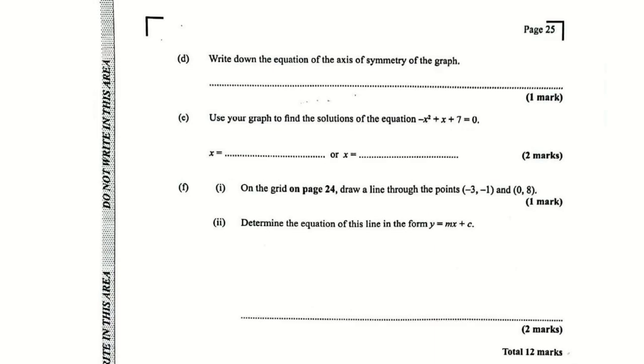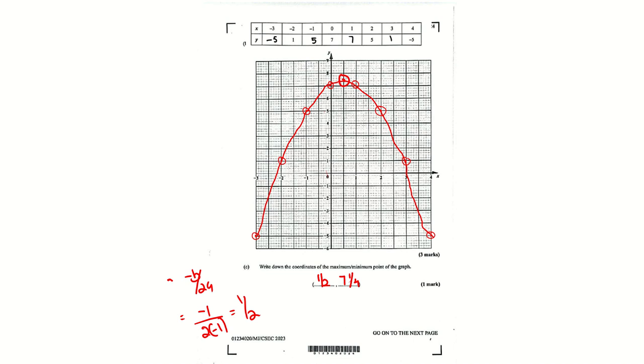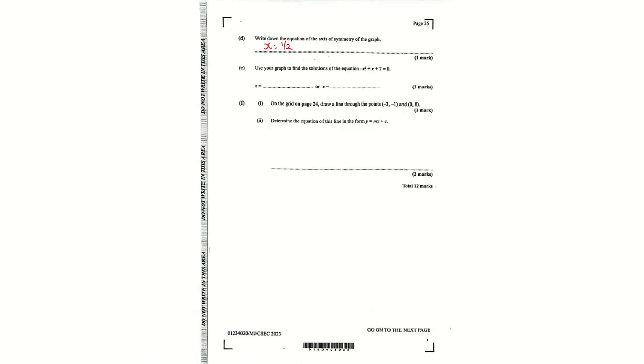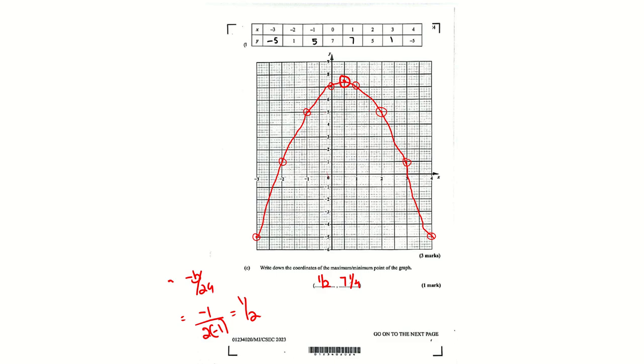Alright, so we're going to do part D. Let's zoom in. Write down the equation of the axis of symmetry, so that means x is equal to a half. You can either use the formula there, or you can use your graph. It's up to you. Using the graph, find the solutions for the equation. That's when y is equal to 0.